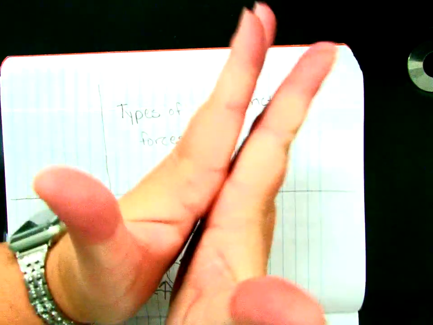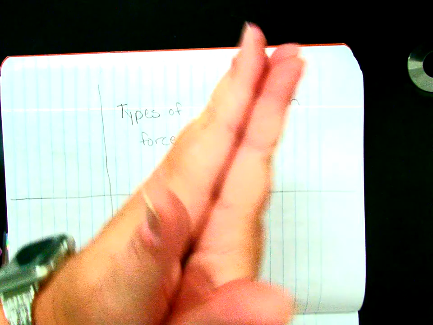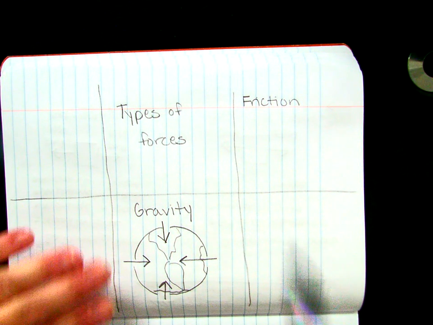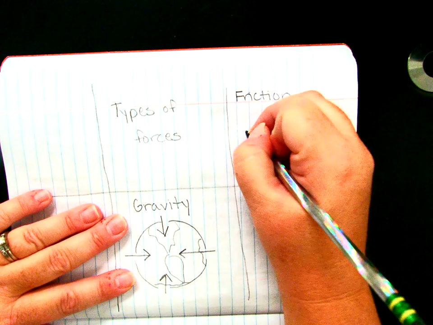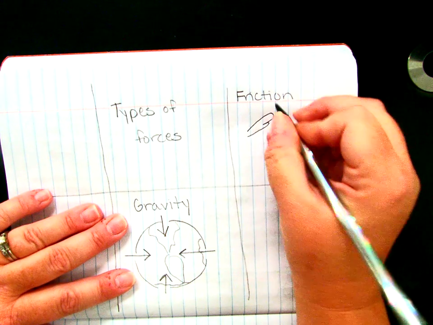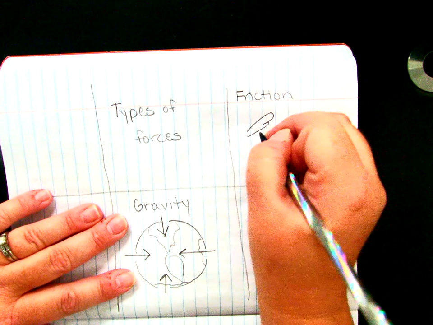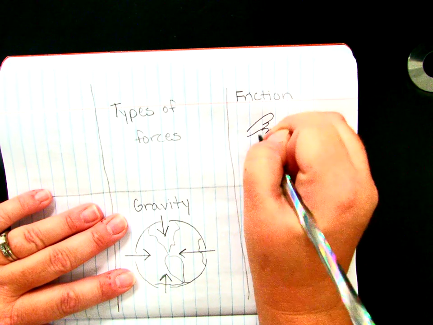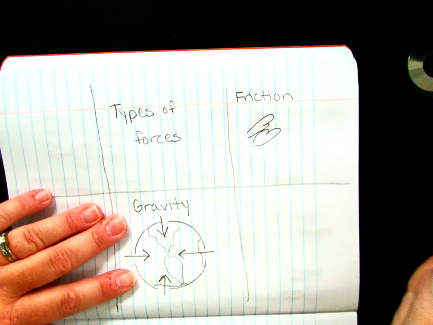So let's do this. Let's see if we can draw little mitten hands here. So we have one hand. Oh, this is going to be terrible. And then we have the second hand. Little chubby hands. And in between them here, we are going to have friction.